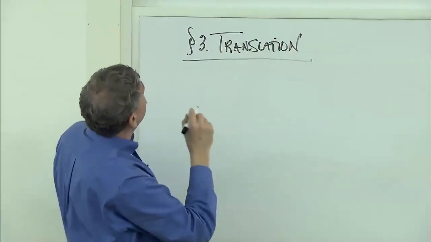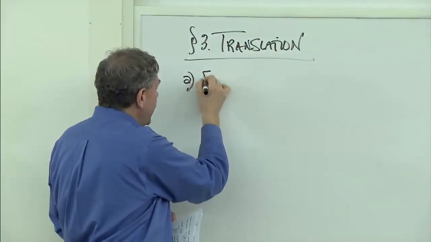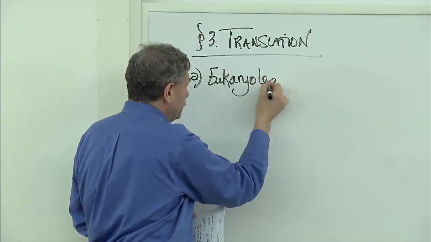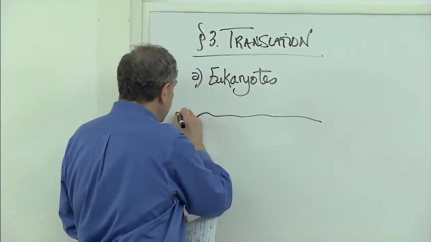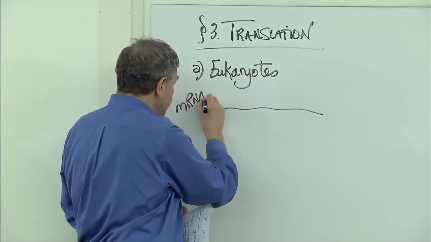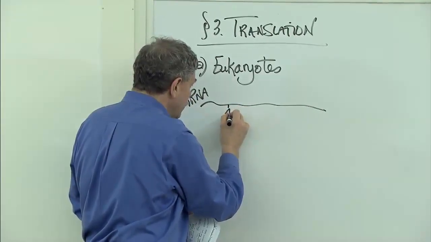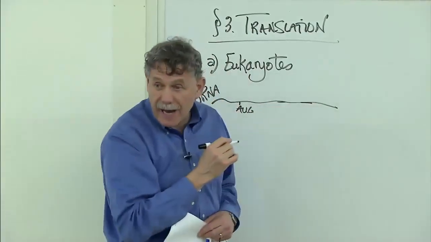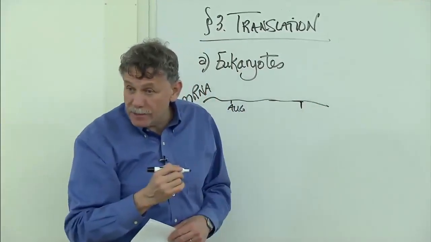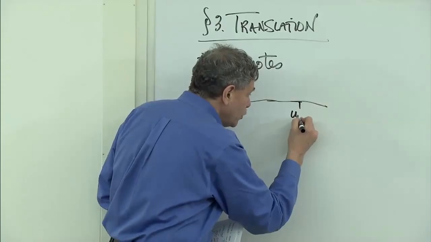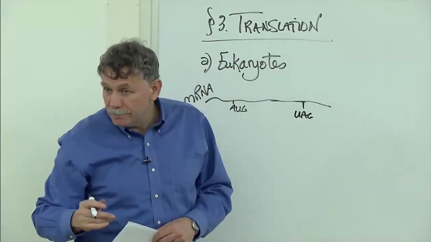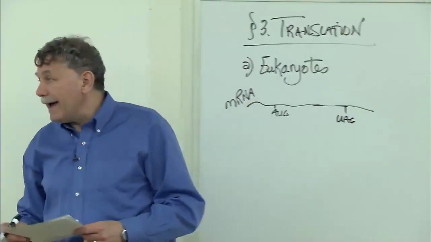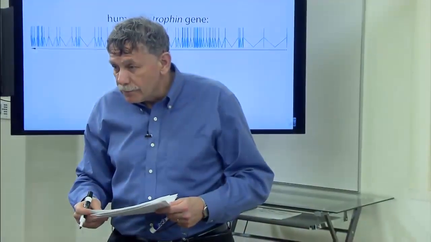All right, here, eukaryotes are pretty straightforward. You have your mRNA. Here's your start, your AUG, or almost always an AUG. It goes along to get a stop. There are 3 stop codons. Let's say UAG, for example. So we've got a stop codon here, and you make a protein, and you're done.